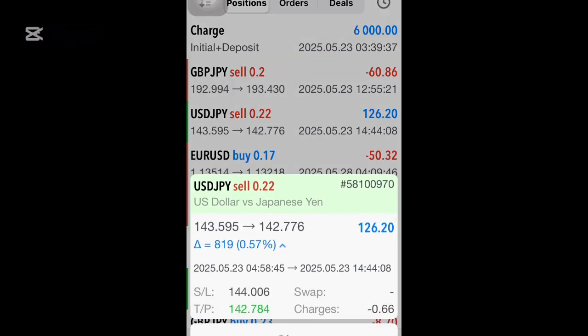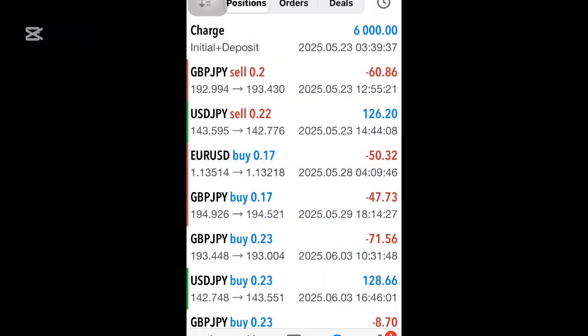So I showed you the UJ also, which is our second trade. The UJ, that's the USD JPY. I sold also. So you can see that's 1:2. I risked 60 to gain 126. So it hits our take profit, which is the USD JPY.